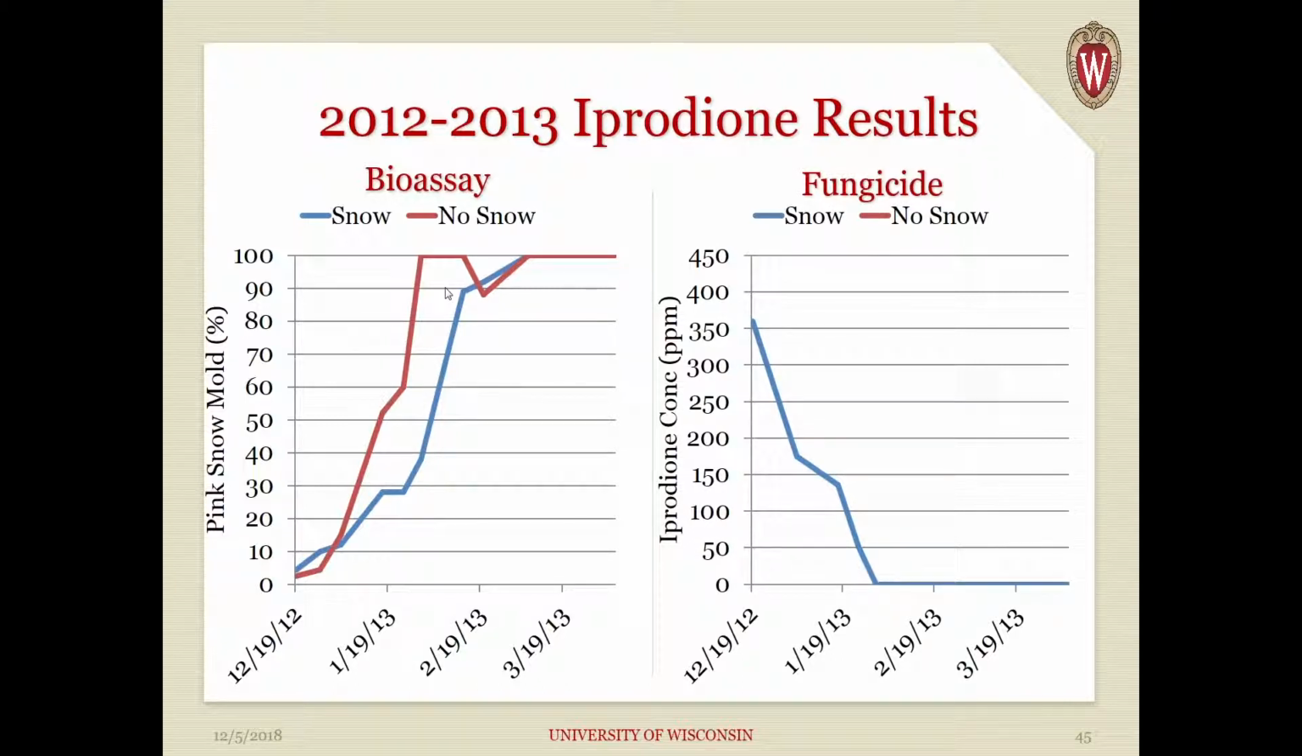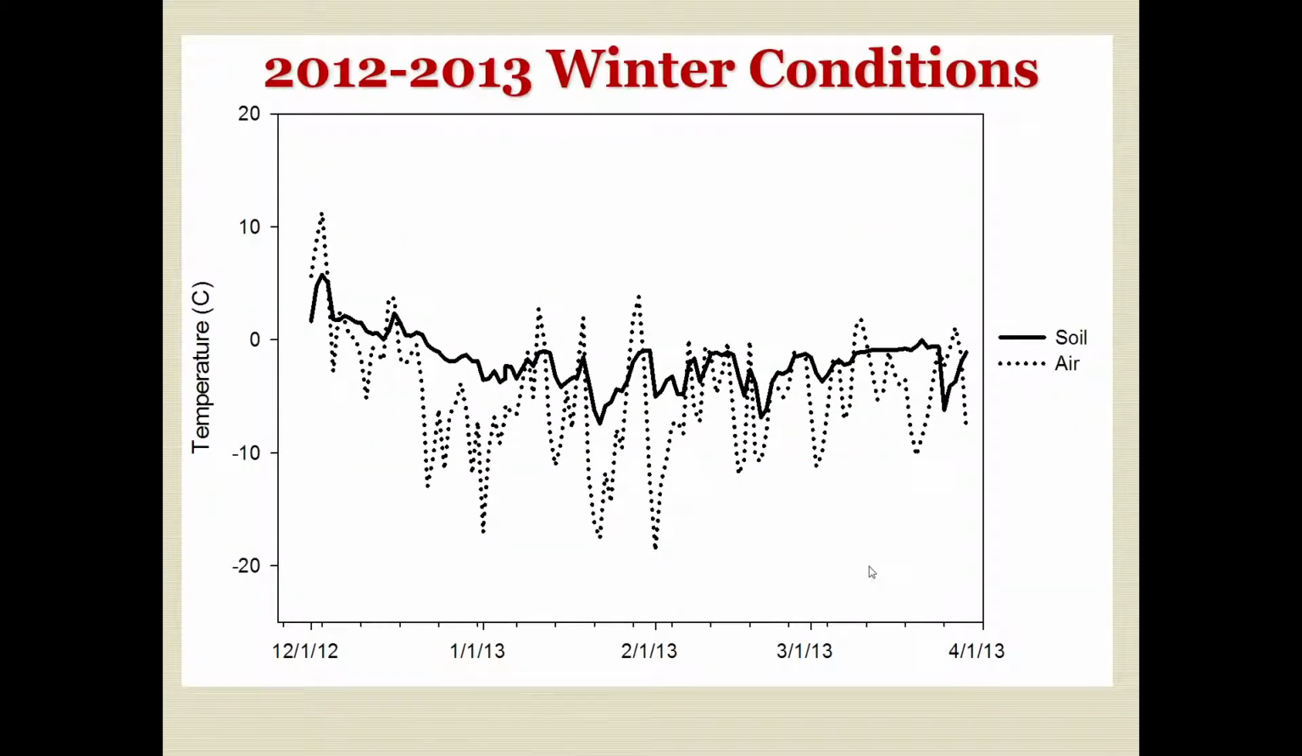We see a relatively rapid decrease in concentration from the snow-covered plots, and then the non-snow-covered plots were a little more similar to the chlorothalonil, where it's consistent throughout most of December and the first half of January, and the concentration fell off very rapidly. So this is very interesting, right? There's clearly something happening in mid-January that's leading to a rapid degradation in the fungicide, which is leading to a rapid increase in the disease in the growth chamber.